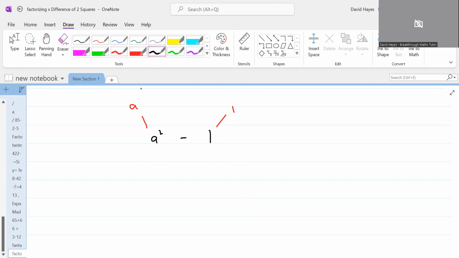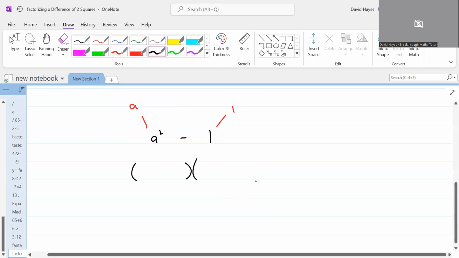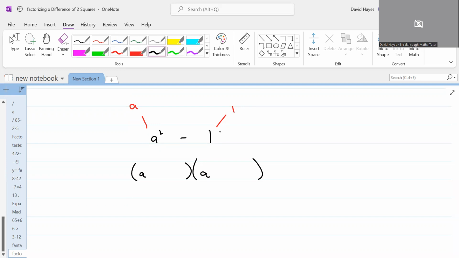So then we could write this again, two brackets, put the square root of the first one, a, at the front of both of them, and put the square root of the second one, one, at the back of both of them, and then put a minus here, a plus here. And that's your answer. That's that expression factorized. And that is difference of two squares factorizing. I hope that helps.